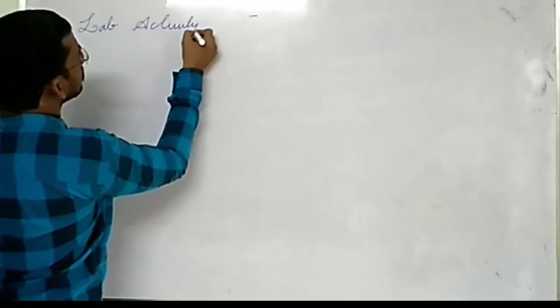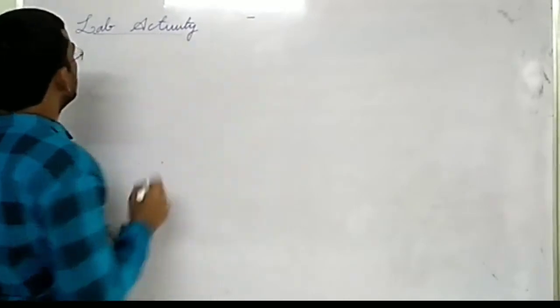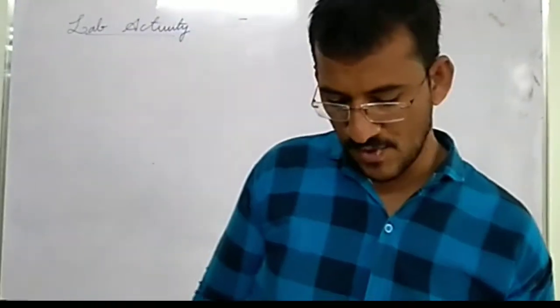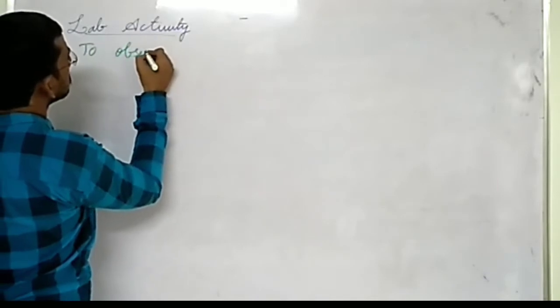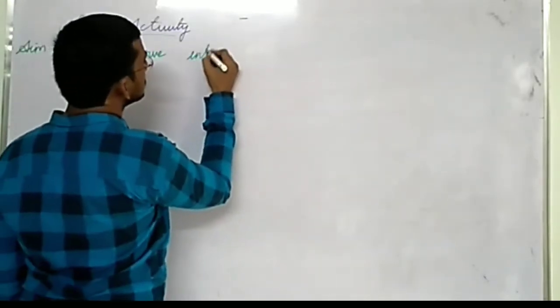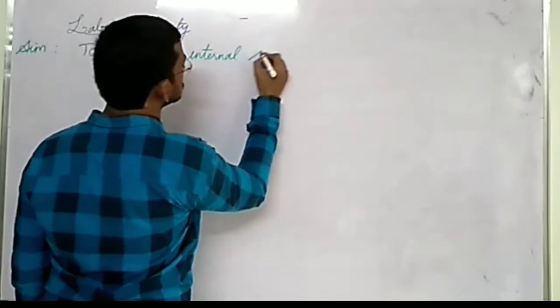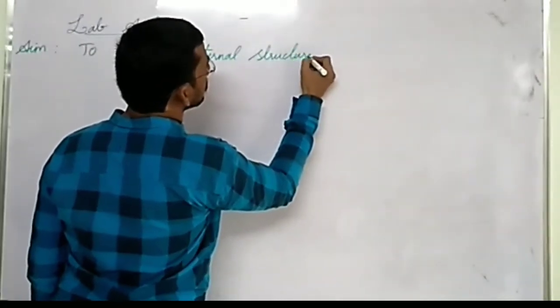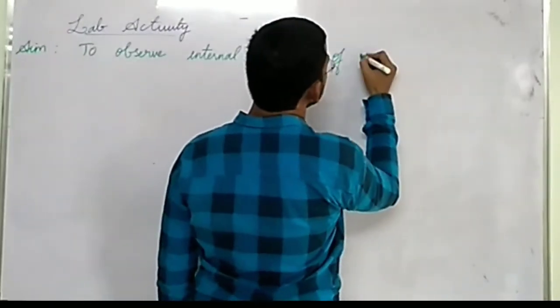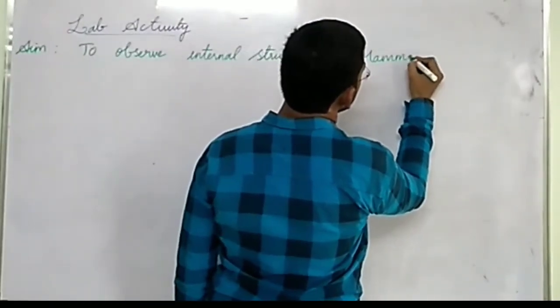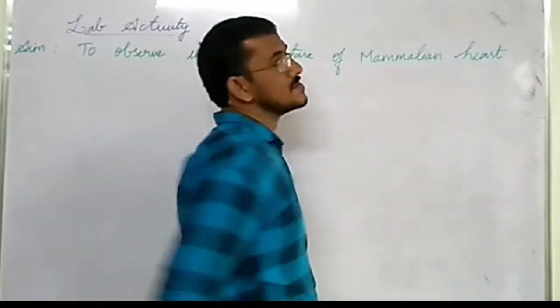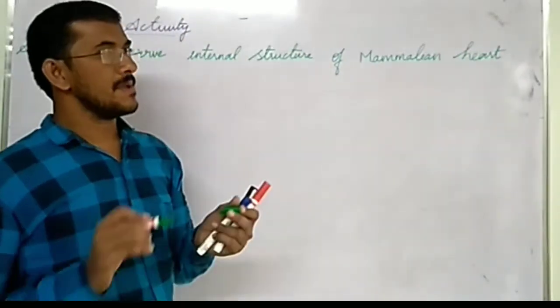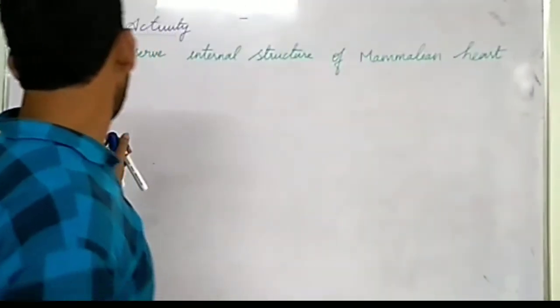Lab activity. So what is the aim of this activity? Aim: to observe the internal structure of mammalian heart. To observe the internal structure of mammalian heart. So that is our aim.